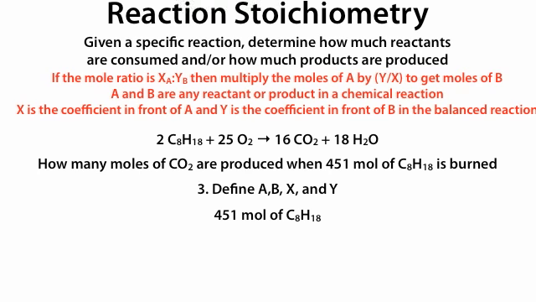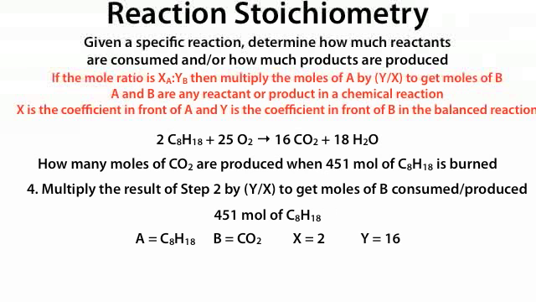Step 3. Define A, B, X, and Y. We have moles of A, we want moles of B. We have moles of C8H18, we're looking for moles of CO2. Therefore, A is C8H18 and B is CO2. X is the coefficient in front of A, or C8H18, which is 2, and Y is the coefficient in front of CO2, which is B. The coefficient in front of CO2 is 16.